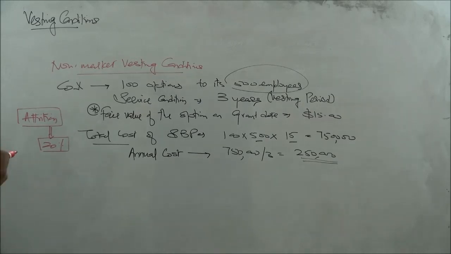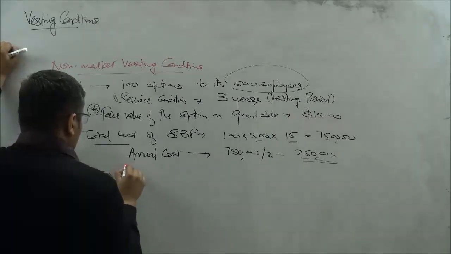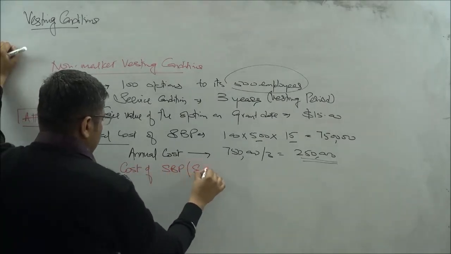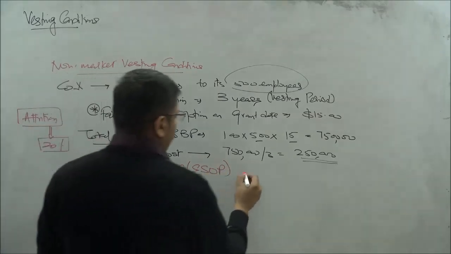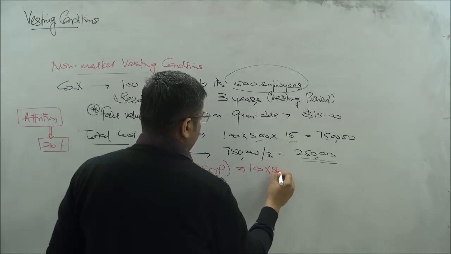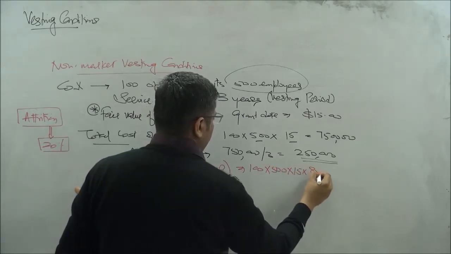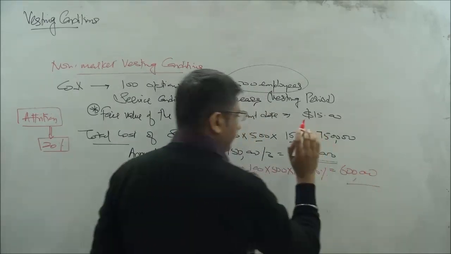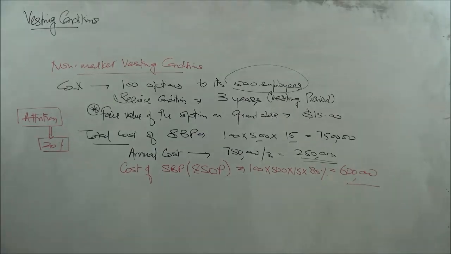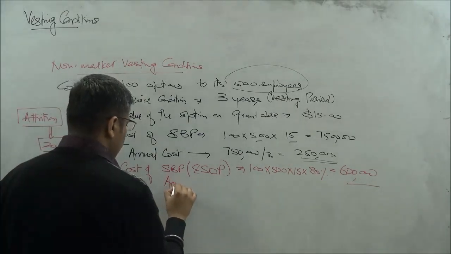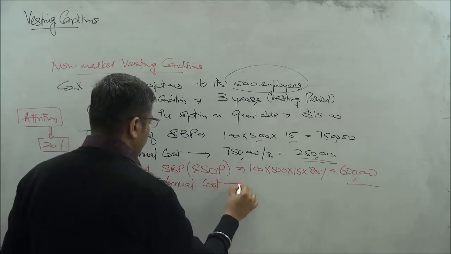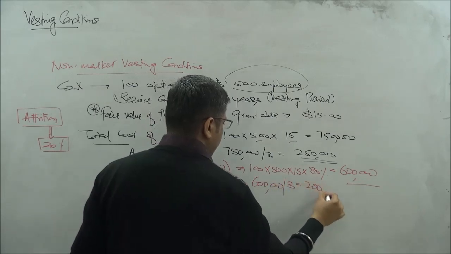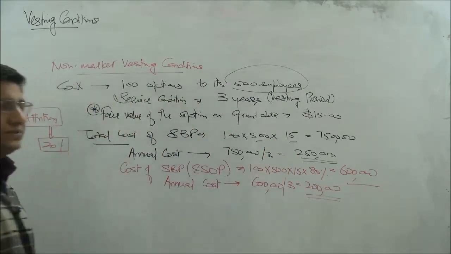So effectively what we are saying now is that my cost of the SBP, in this case of course the employee stock option plan, will be 100 into 500 into 15 into 80%, and this comes at 600,000. Okay, right? Now since this is 600,000, it means that the annual cost stands at 600,000 divided by 3, that comes to 200,000.